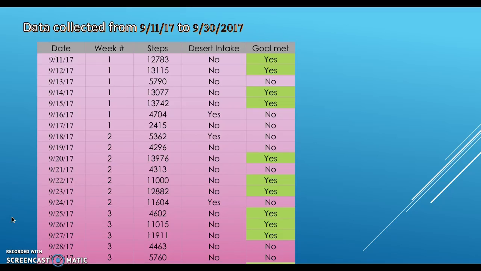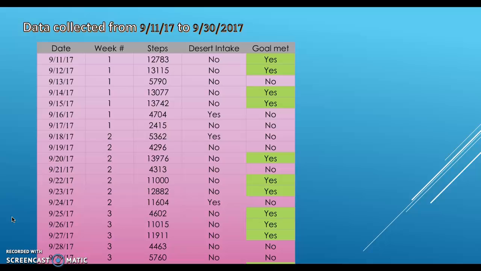As you can see, in week number 1, I was able to achieve what I decided I would be doing as far as steps go. Week 2, the same thing. I was able to achieve 10,000 steps for at least 4 days in a week. Week 3, I fell a little short. I only walked more than 10,000 steps for 3 days that week.